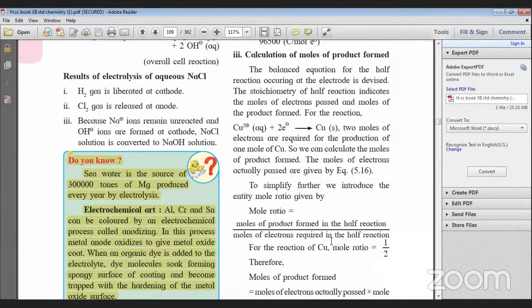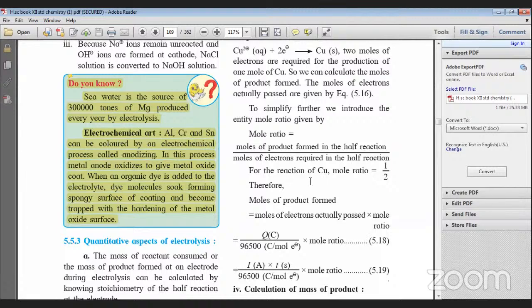So we can calculate the moles of product formed. The moles of electrons actually passed are given by the equation Q/96,500. To simplify further, we introduce an entity, the mole ratio. So what is mole ratio? Mole of product formed in the half reaction divided by the mole of electron required in the half reaction. Now, for the reaction of copper, the mole ratio is 1/2. 1 mole of product is formed and the number of electrons used is 2. That's why 1/2. So to calculate mole ratio for copper, we take the number of moles formed divided by the electrons.